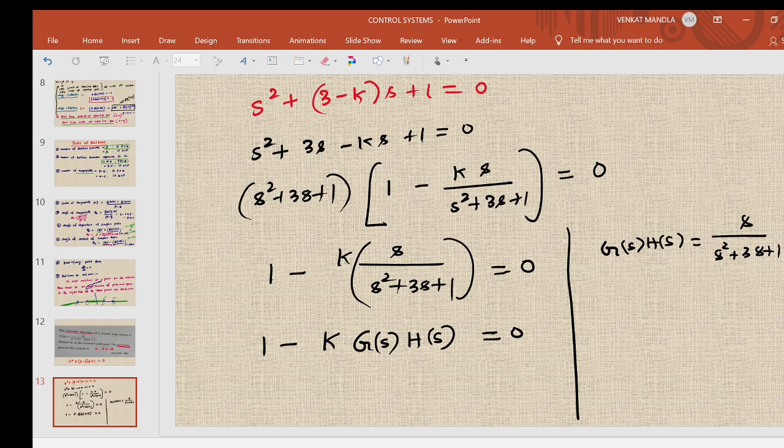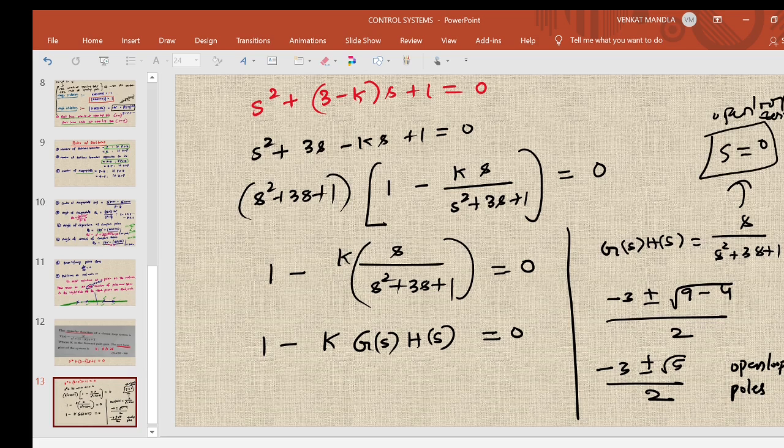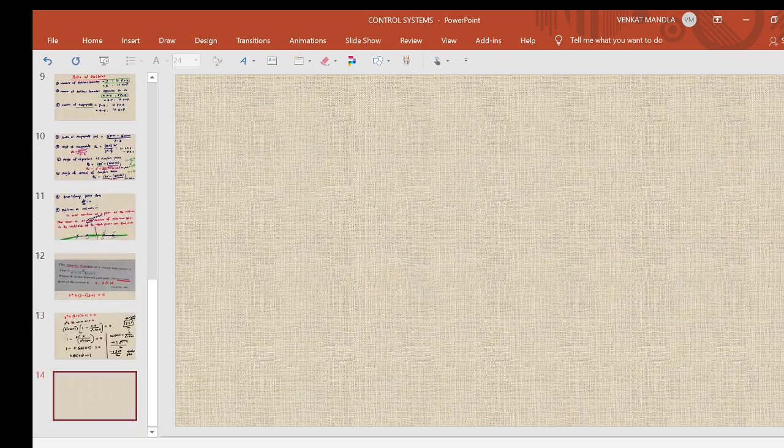From this, the open loop poles are (minus 3 plus or minus root of b square minus 4ac) by 2, that is, minus 3 plus or minus root 5, by 2. These are the open loop poles. And an open loop zero is also there: s equal to 0 is an open loop zero. This one is 1 minus k G(s)H(s) equal to 0. From this, k G(s)H(s) equal to 1, which is positive. Now, k G(s)H(s) equal to 1.